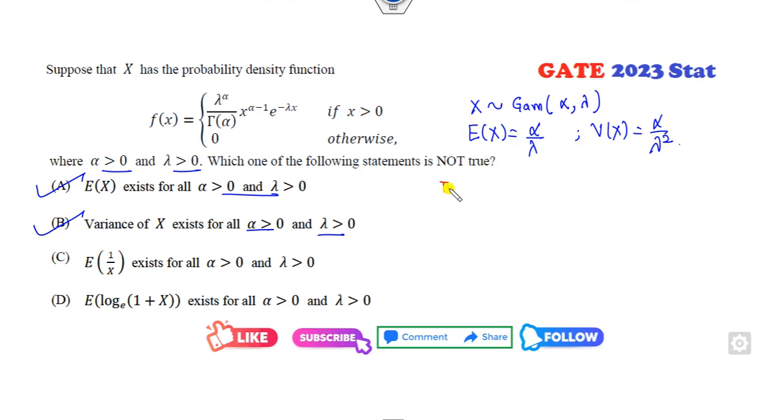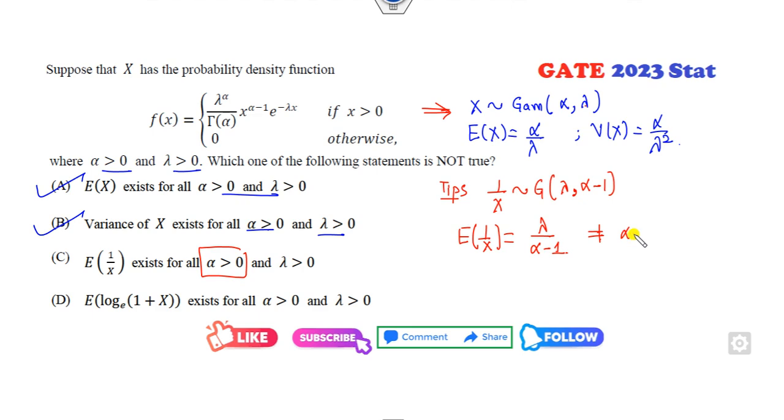Fine. Now once you know X is my gamma distribution of alpha comma lambda, 1 over X will again follow the gamma distribution with parameter here. Fine. You have to reverse them. Then what is the expected value of this? Again you can use the formula here, first divided by this number. So is it existing for all alpha? No. It is not existing when alpha is equal to 1. So that means it doesn't exist.